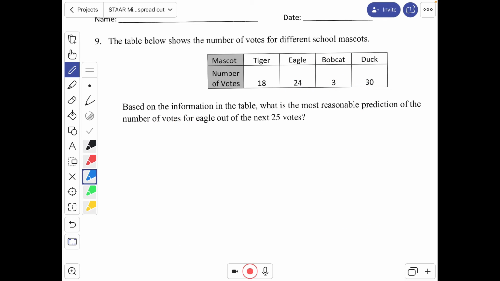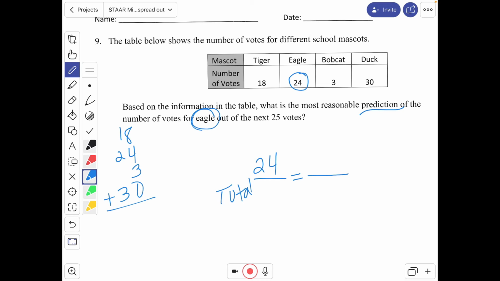Number 9. The table below shows the number of votes for different school mascots. Based on the information in the table, what is the most reasonable prediction of the number of votes for Eagle out of the next 25 votes? So if we're making a prediction, we need to set up a proportion. Okay, so we're looking for the probability of an eagle. And it says 24. Well, 24 out of, I need a total. So we need to add all those numbers up. 18 plus 24 plus 3 plus 30.